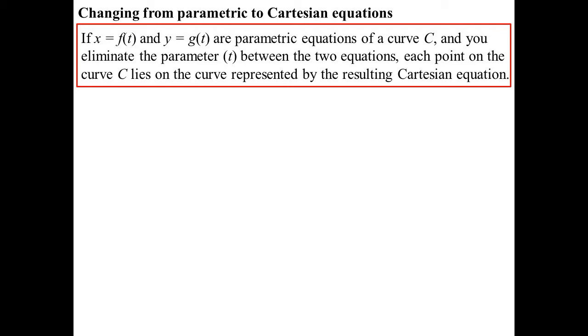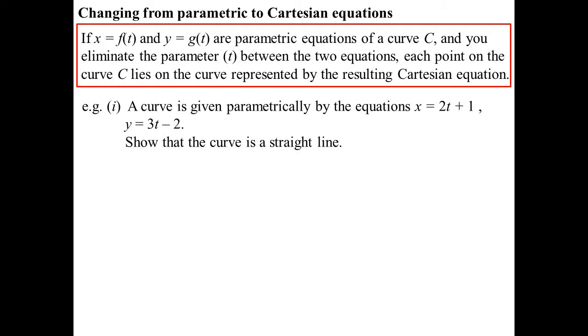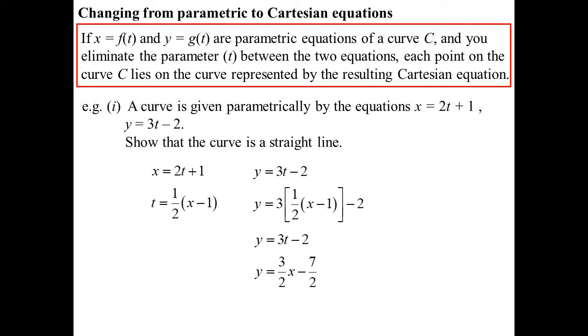It's like simultaneous equations. So just say we've got x equals 2t plus 1 and y equals 3t minus 2. That wants to show that this actually is a straight line. Well, if I rearrange x and make t the subject, I get half of x minus 1, and now I'll go and substitute in to the y. So I get rid of the t, I eliminate it. And what I'm left with, once I play around with the algebra, I get something that I recognise to be the equation of a straight line. So, very much like the substitution method in simultaneous equations.